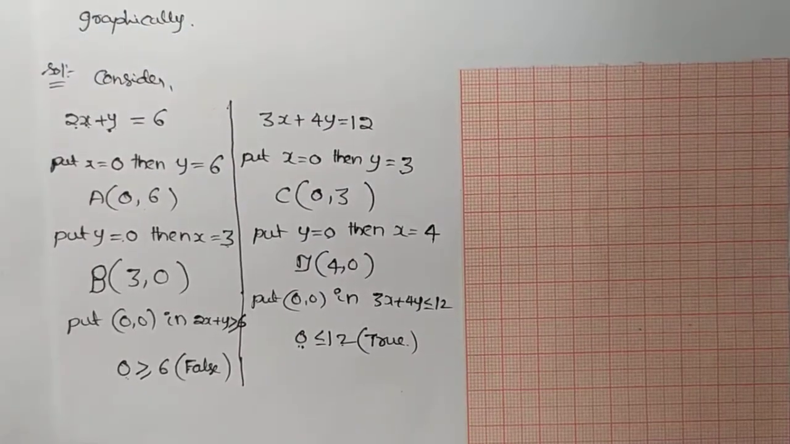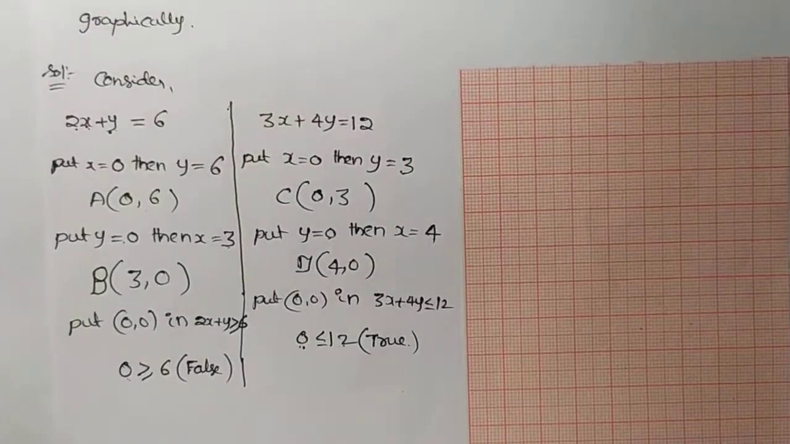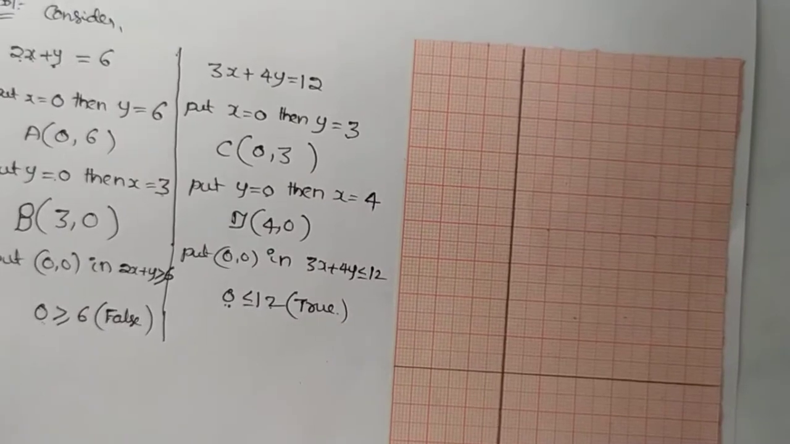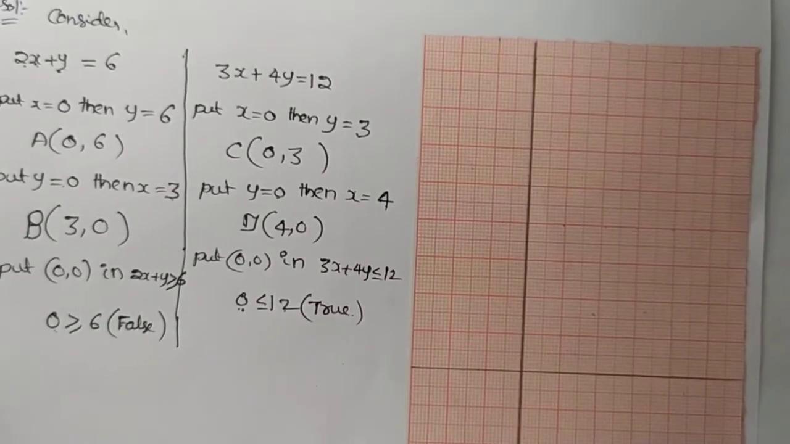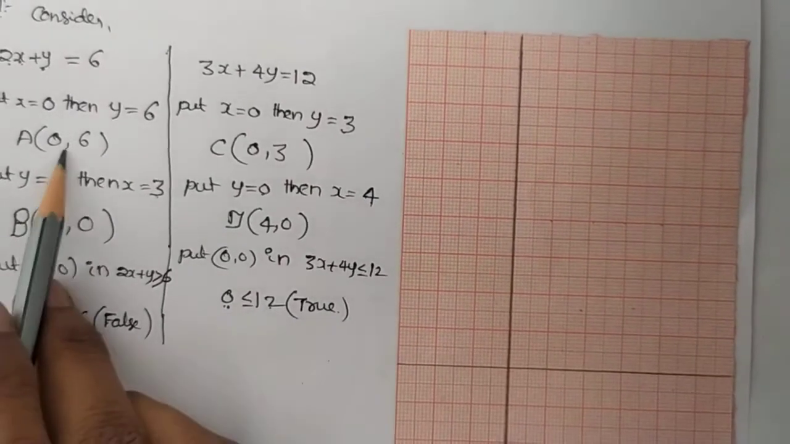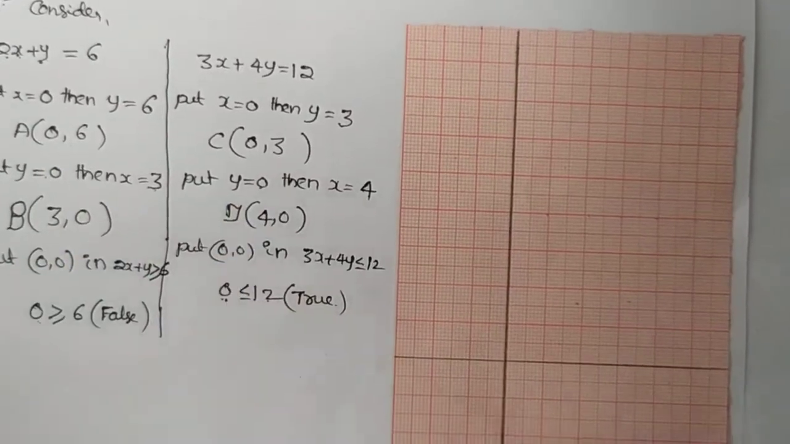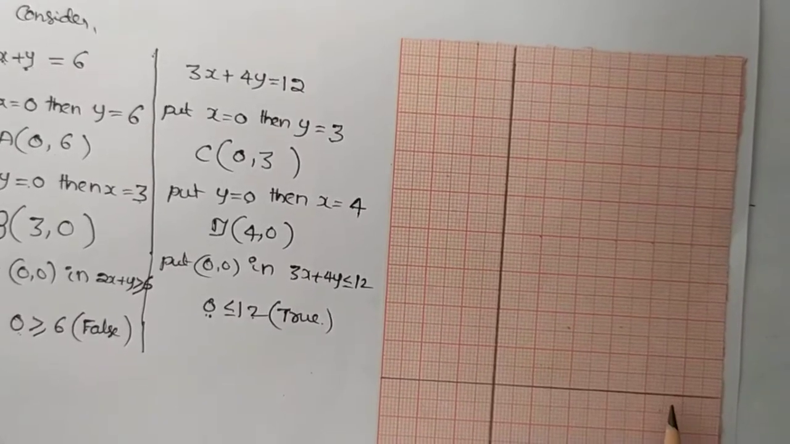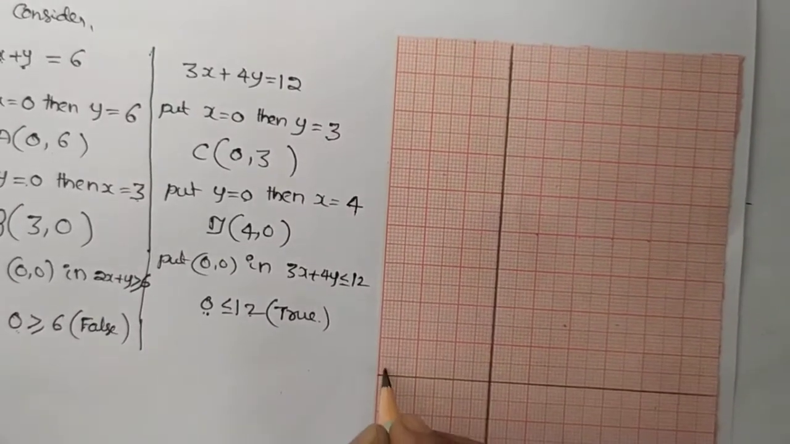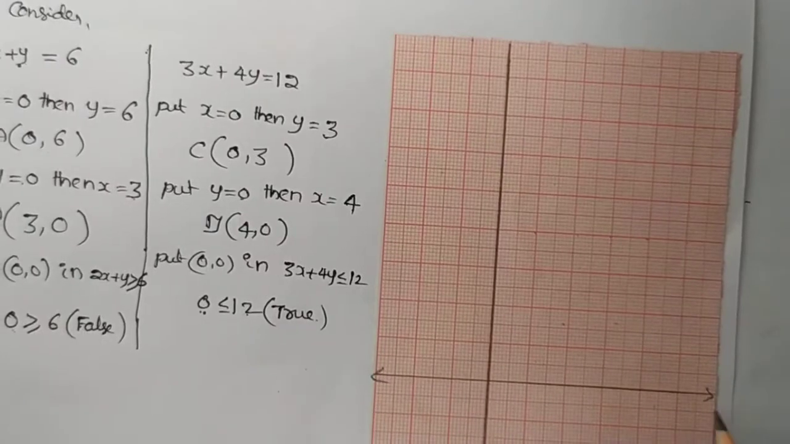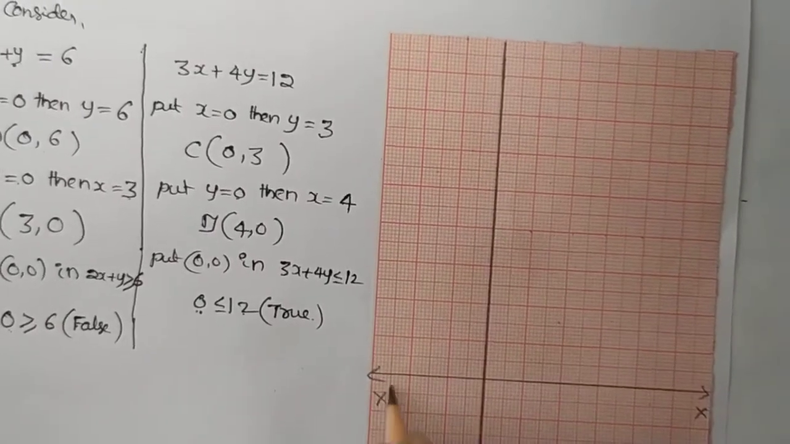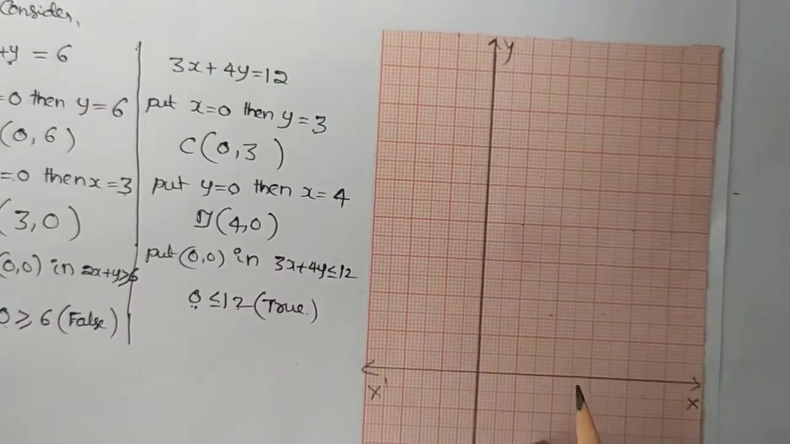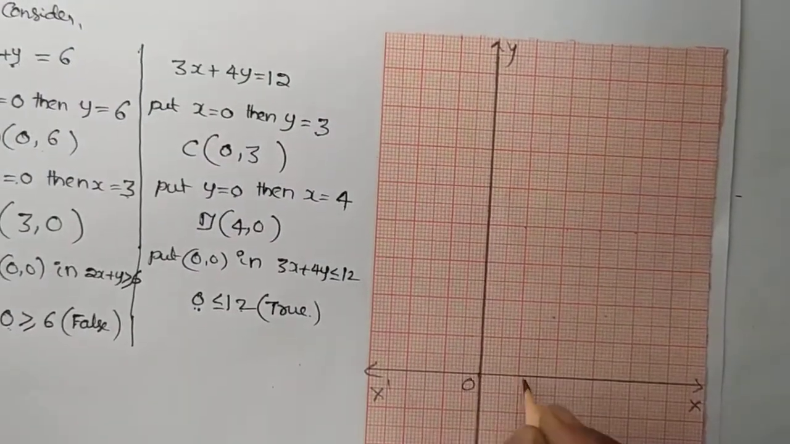Take a graph sheet. If we observe the points A, B, C and D, there are no negative values. So I'm taking positive x and positive y. If you want to take negative x and negative y, you can take x and x dash, y dash, and y. It is the origin 0.